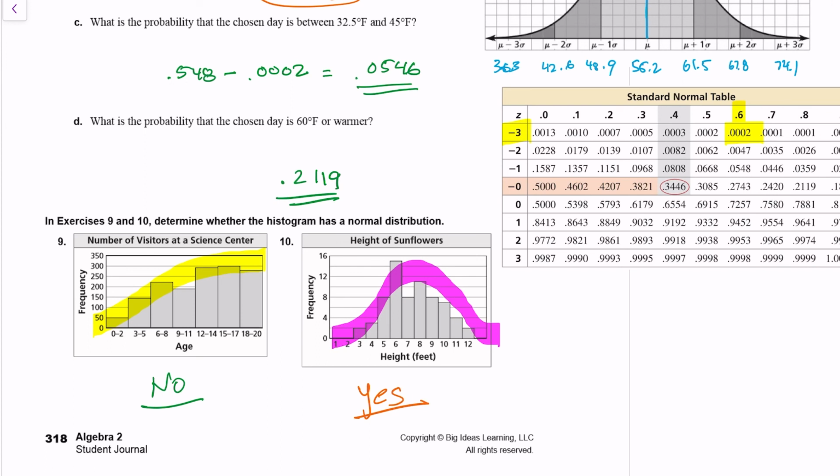All right. And there you go. We just finished up 11.1. We were taking a look at right here using a normal distribution.